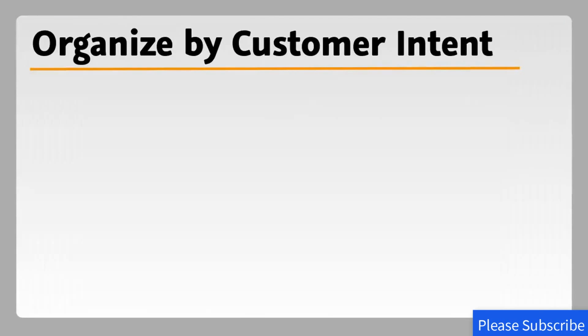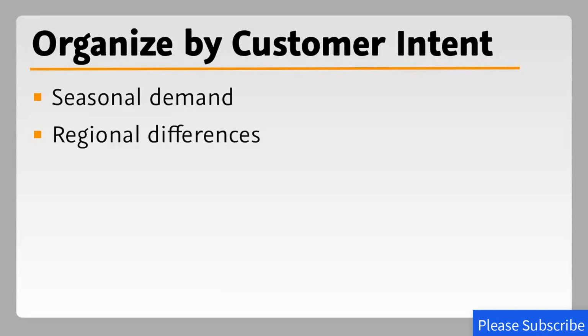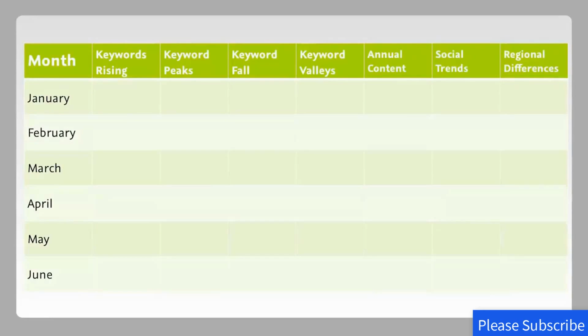The next thing is to organize by the searcher's intent. You include the seasonal demand, any regional differences, preferences in words, because different parts of the country also have different words for the same products. So you want to take that into account. So this is the beginning of your content calendar. You can get a sense of when keywords are rising or falling through specific months. Look at your keyword list, look at the trends, and put them all together so that you can see what's happening and when, and you can predict variances in your visitors.